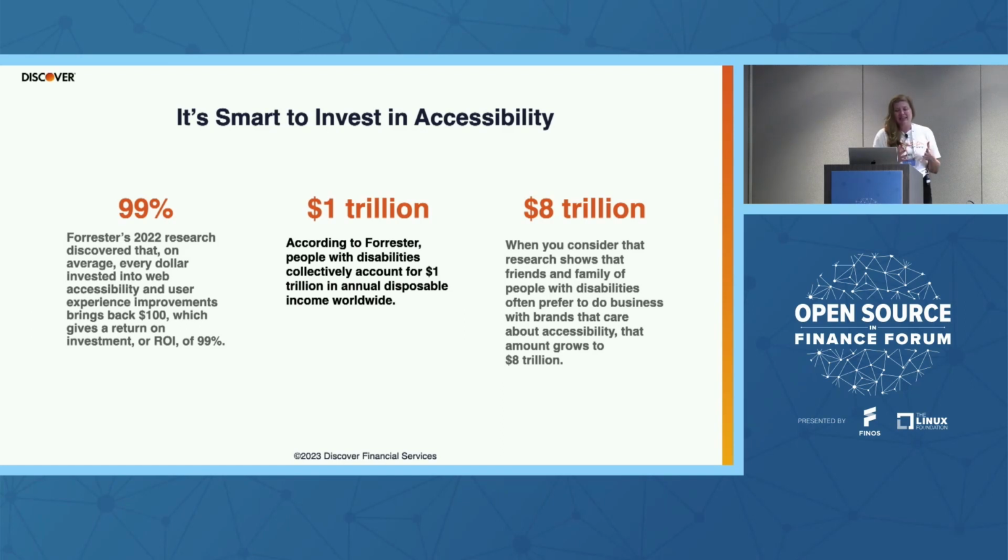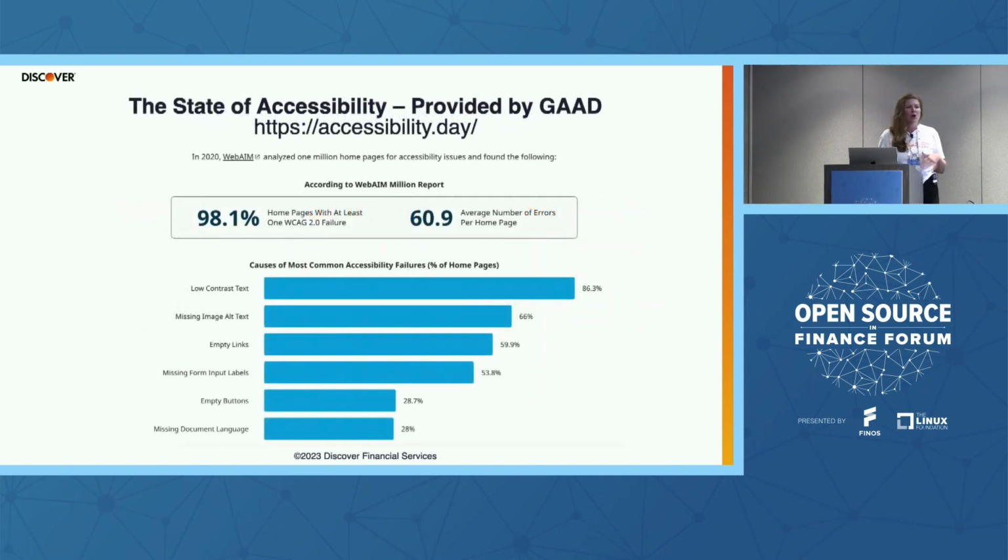So as I mentioned, it's the right thing to do, right? It's also the federally required thing to do, but most people don't know that it's the smart thing to do. Forrester recently did a research, and they found that for every dollar a company invests in accessibility, they get $100 back. And that's an incredible return on investment. People with disabilities also account for $1 trillion in disposable income. That's an extraordinary amount of money, but when you take into account that friends and family of people with disabilities are fiercely loyal to them and therefore prefer to do business with brands that take accessibility into account, that impact grows to $8 trillion.